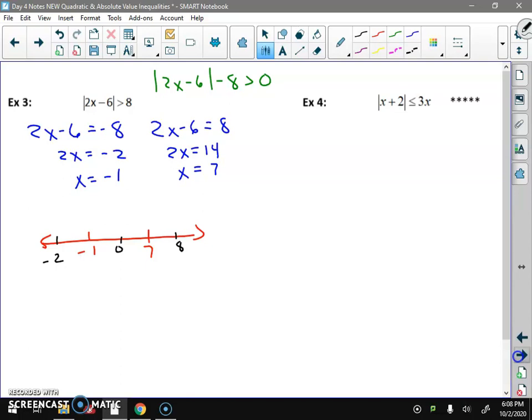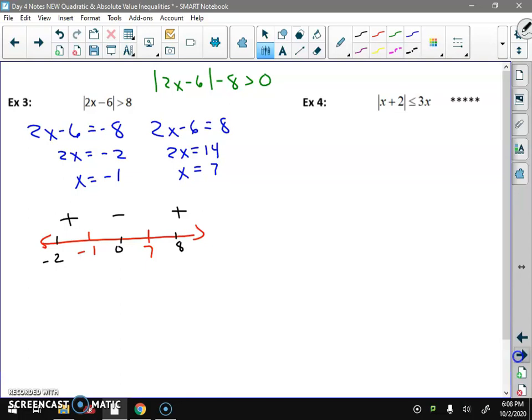-2 times 2 is -4. -4 minus 6 is -10. Absolute value of -10 is 10. 10 minus 8 is a positive number. 0 minus 6 is -6. Absolute value of -6 is 6. 6 minus 8 is a negative number. And 8 times 2 is 16. Minus 6 is 10. Absolute value of 10 is 10. Minus 8 is positive. And I know you're getting this pattern, this plus minus plus pattern. Good for you. It saves you some steps.